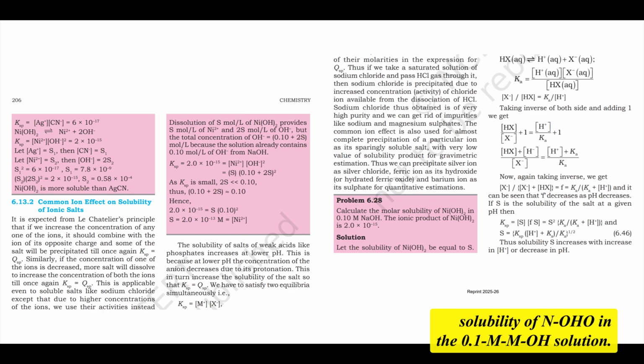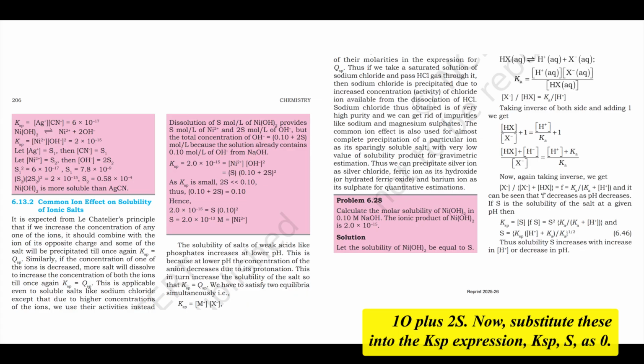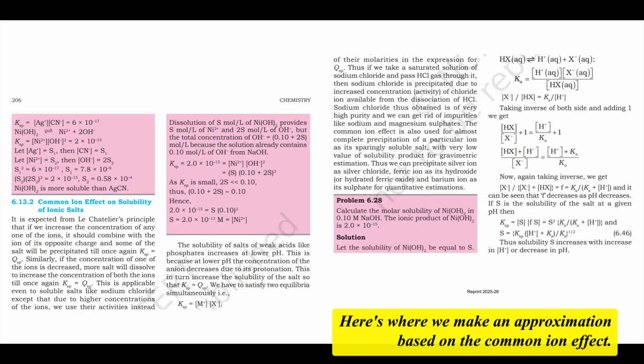Let S be the molar solubility of Ni(OH)2 in the 0.1 M NaOH solution. The concentration of Ni²⁺ coming from the dissolved Ni(OH)2 will be S, so [Ni²⁺] = S. The concentration of OH⁻ comes from two sources: the dissolved Ni(OH)2, which contributes 2S, and the added NaOH, which contributes 0.1 M, so the total [OH⁻] = 0.1 + 2S. Now substitute these into the Ksp expression: Ksp = S(0.1 + 2S)² = 2.0 × 10^-15.